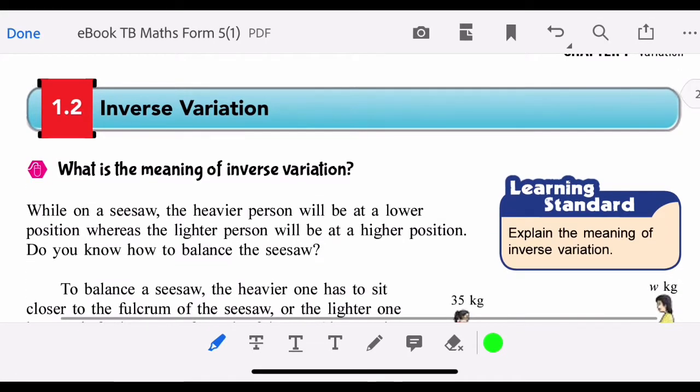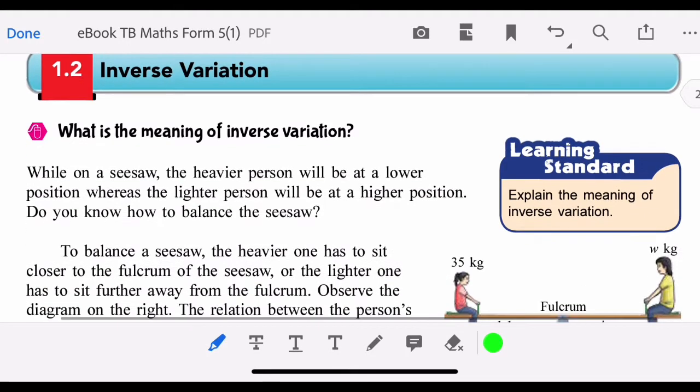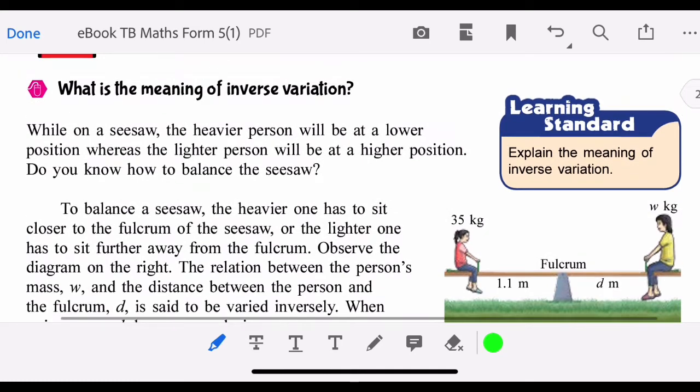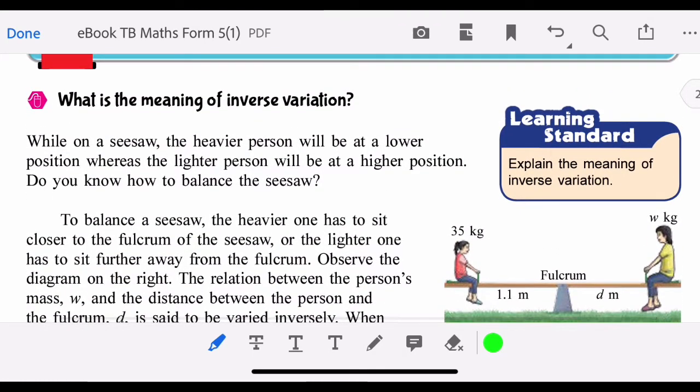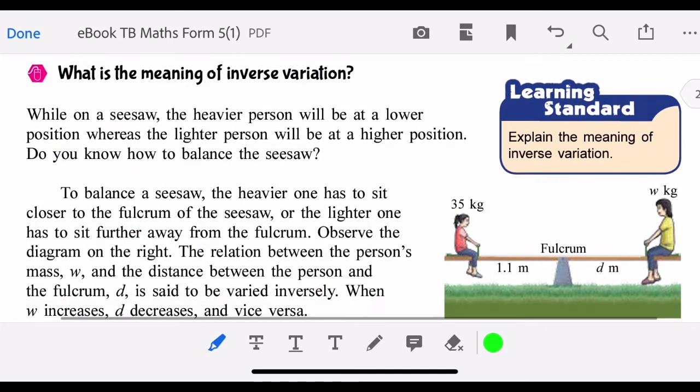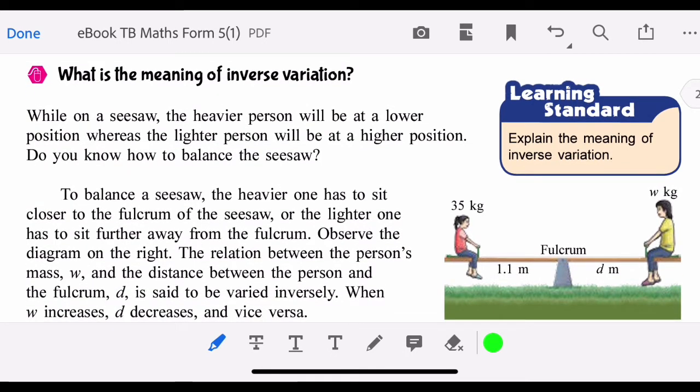Today we will continue with inverse variation. Alright, you have just learned direct variation and joint variation. So today we will learn inverse variation. What is the meaning of inverse variation?